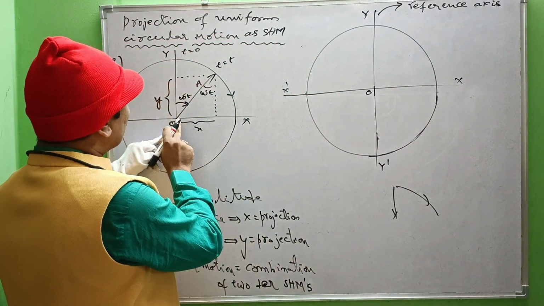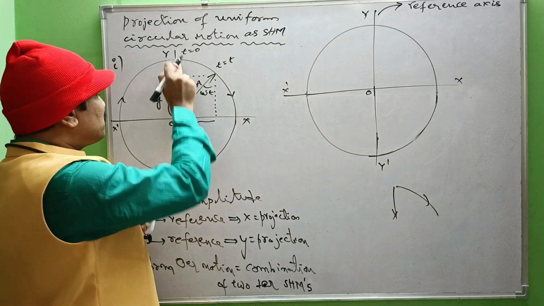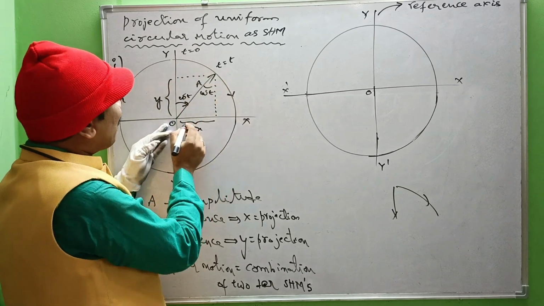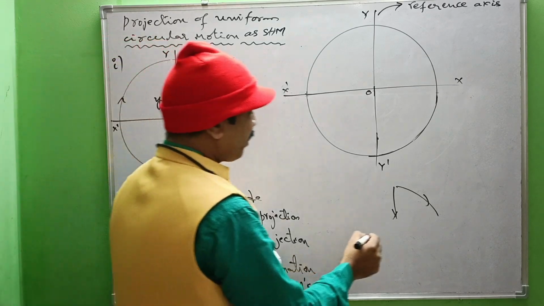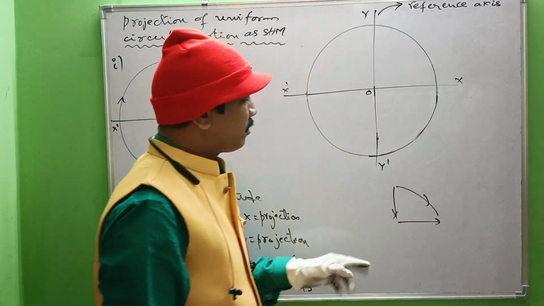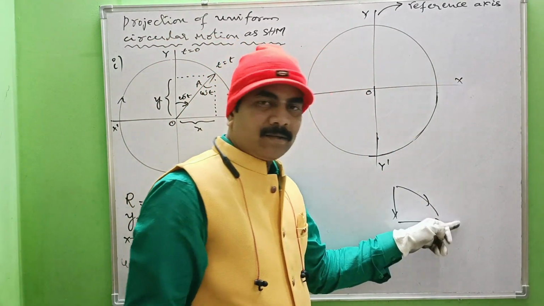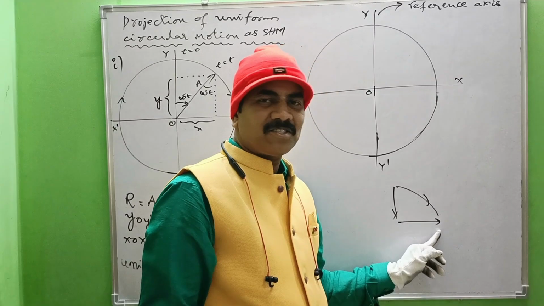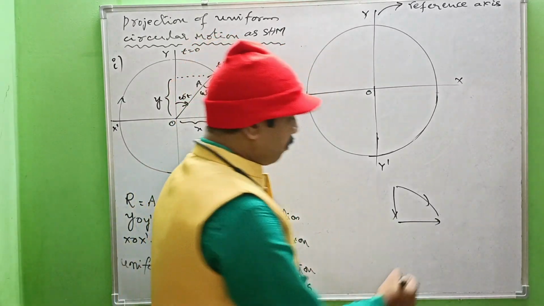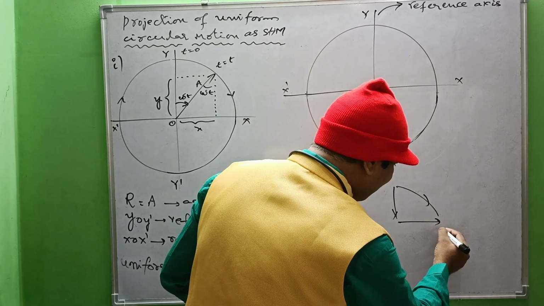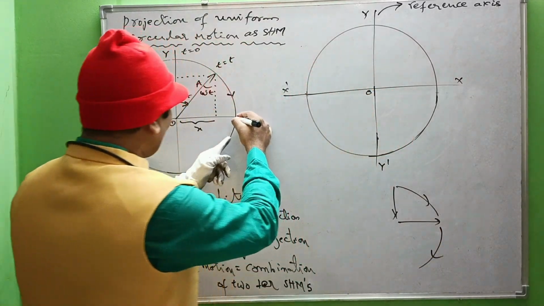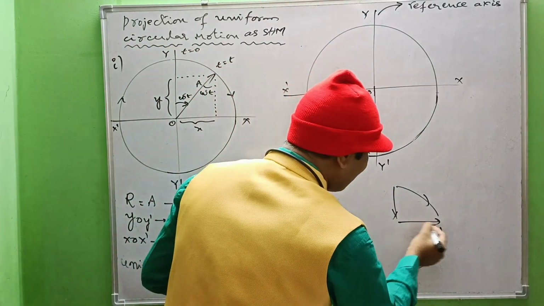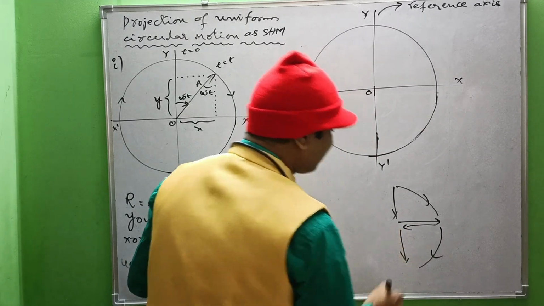At the same time, the x projection increases. When it is at t equal to 0, x becomes 0. Gradually it moves in the first quadrant, and x increases and becomes max. So during the motion of the particle in the first quadrant, the y projection decreases and the x projection increases, right? Now, during the motion of the particle in the fourth quadrant, what happens? Again, the x projection decreases and the y projection increases.